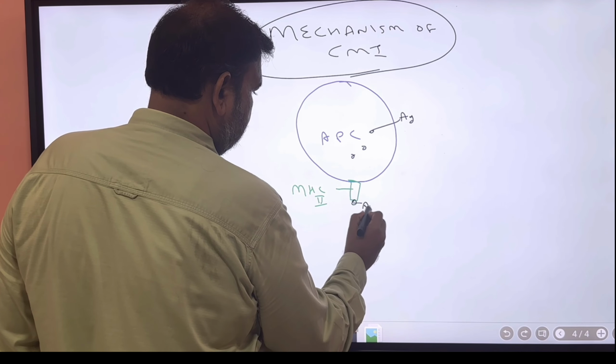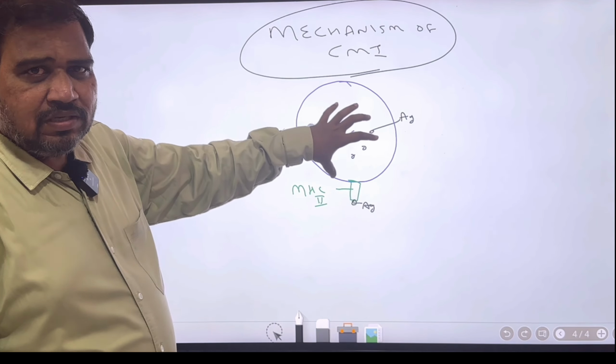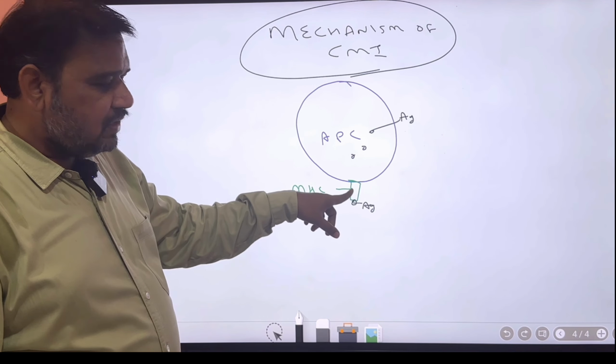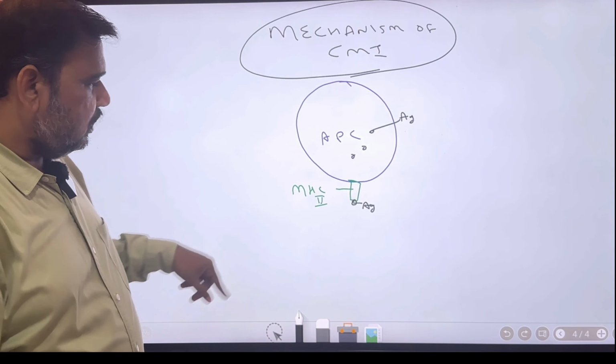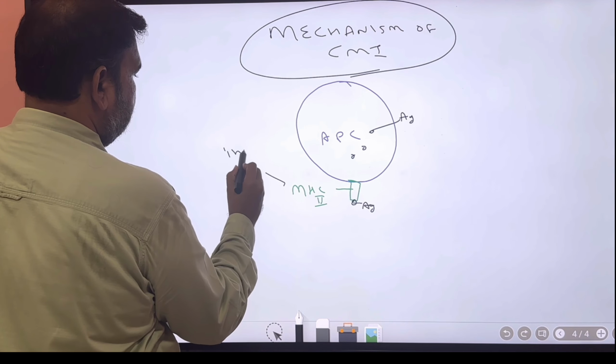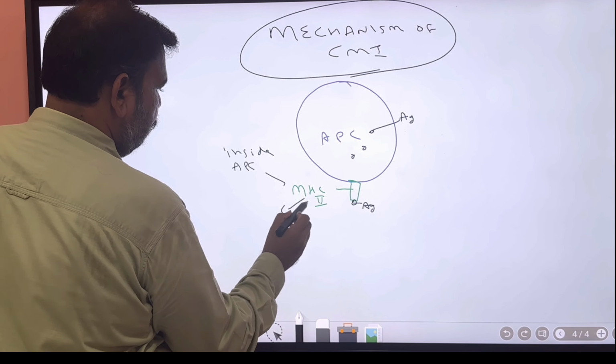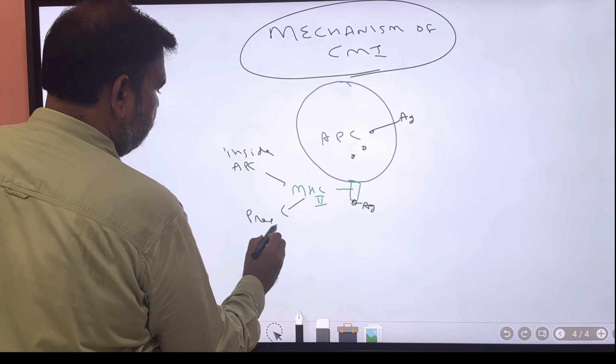So, this is antigen. Now, just concentrate on what I have drawn. Antigen presenting cell. This is MHC, major histocompatibility complex 2. Usually, MHC2 is present inside the antigen presenting cell, and this MHC2's function is presenting the antigen. Note it down.